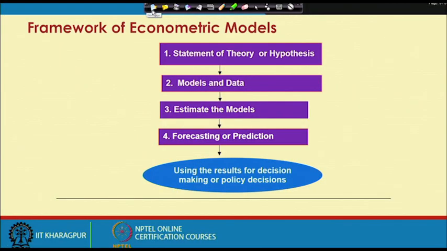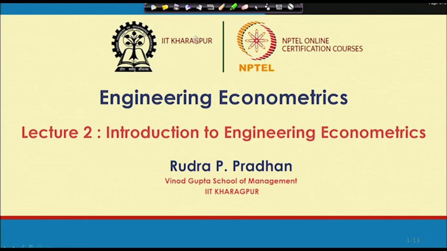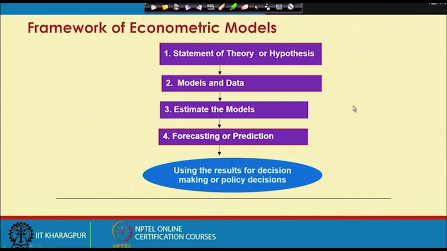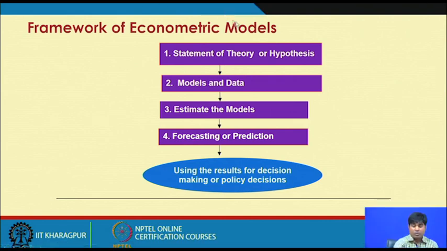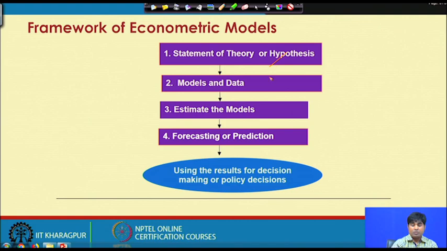So, technically it is the game between input and output, that too the econometric analysis for engineering problems, and by default the first requirement is the observations that we need. That is the statement of theory, and then that can be converted into some objectives and hypothesis, and then we have models and data, that is in step 2.